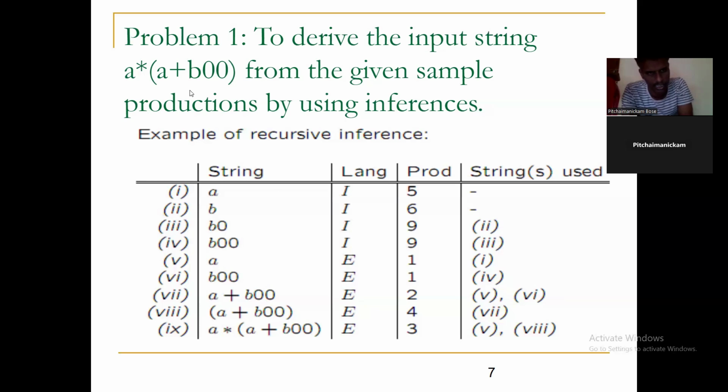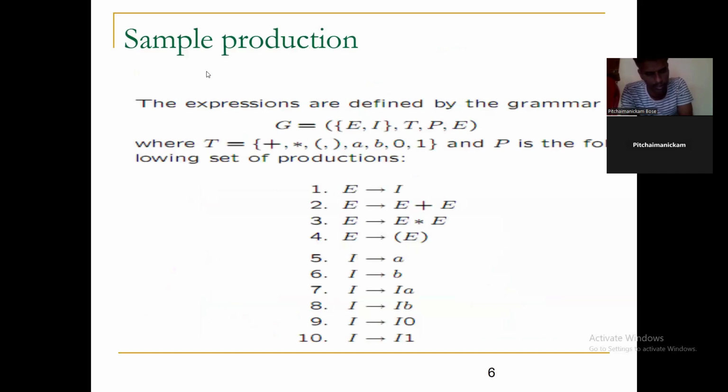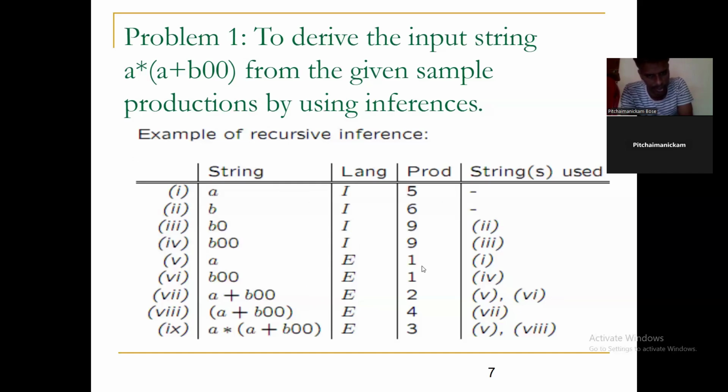Our aim is to generate the input as within bracket of A plus B00. So how are we going to do that? That is by using production 4. That is E derives within bracket of E. So we just use production number 4, so E tends to within bracket of E. After that, we just take it as A star of within bracket of A plus B00. So this is the way we are able to derive the input string W by using inferences.